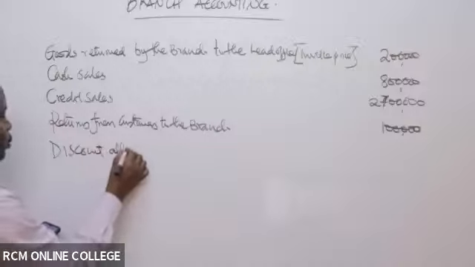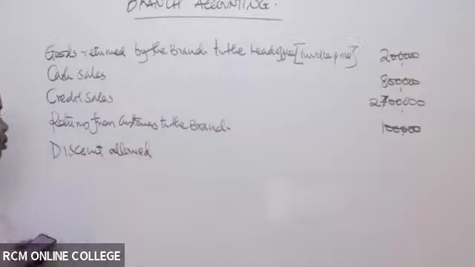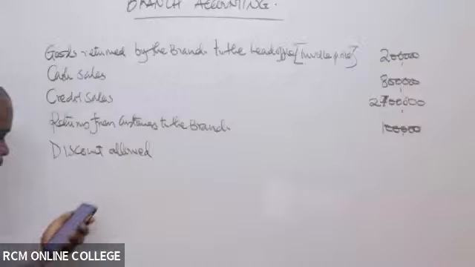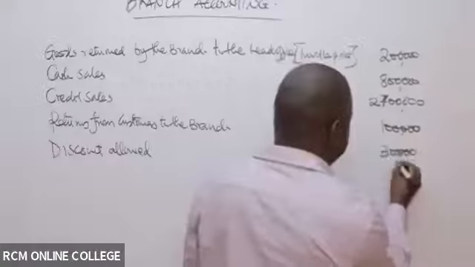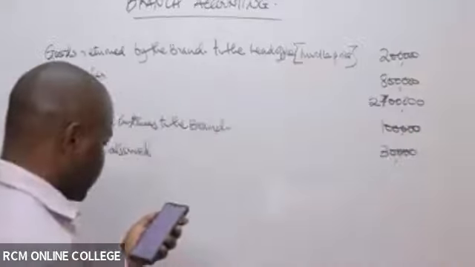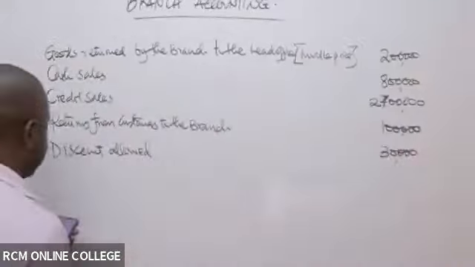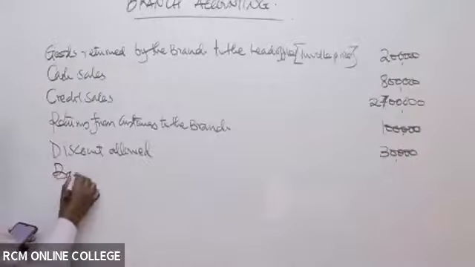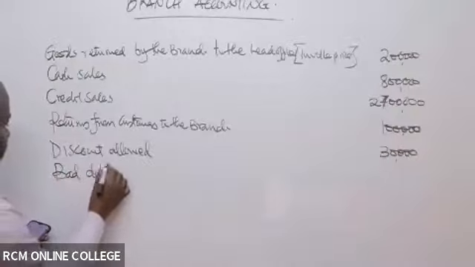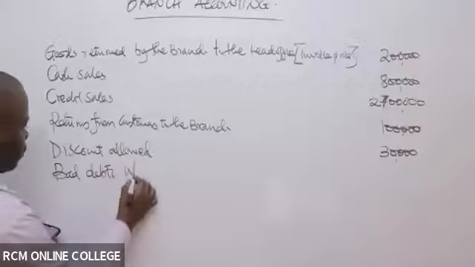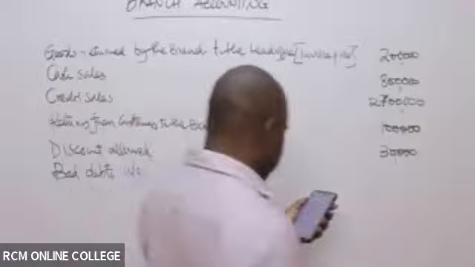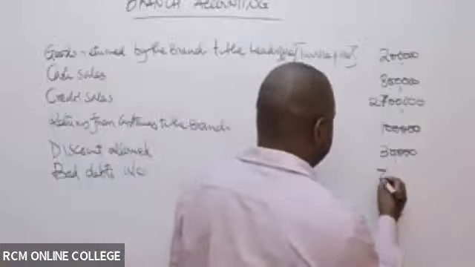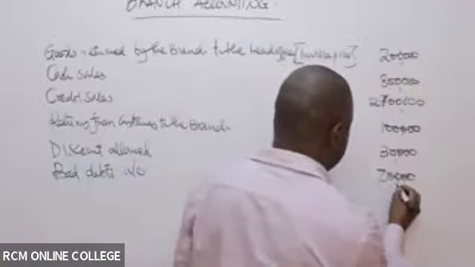Then another transaction that actually occurred, they allowed some discount to the credit sales. Discount allowed to the debtors. So that means there was an amount of 30,000 that they allowed them as a discount. Then bad debts, there were some bad debts written off. So amongst the debtors they had, they wrote off an amount of 20,000.